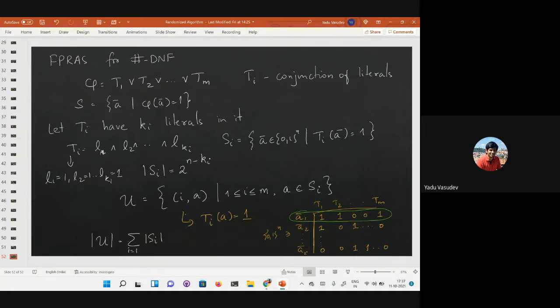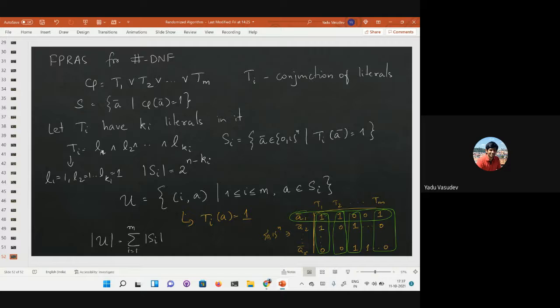This is what I mean. You take the first term and look at all the assignments. For each term you're counting the number of ones. The number of ones here is actually the cardinality of SI. So you count the number of ones in the first column, the number of ones in the second column, the third column, and so on. Is this okay?